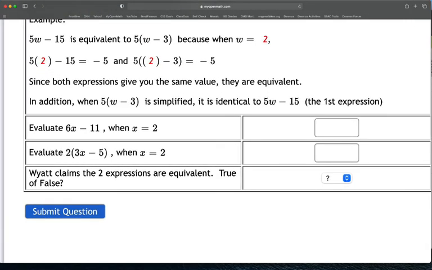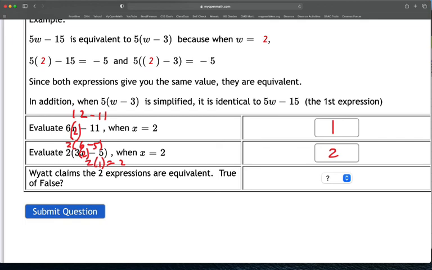6x minus 11, when x is 2, that means that we are replacing x with the value 2. Now remember, 6x means 6 times x. So we end up with 12 minus 11, so that has an answer of 1. In this particular one, we're going to replace x with 2. So we have 2 times, and then 3 times 2 is 6, and 6 minus 5 is 1. So we have 2 times 1, which is 2.